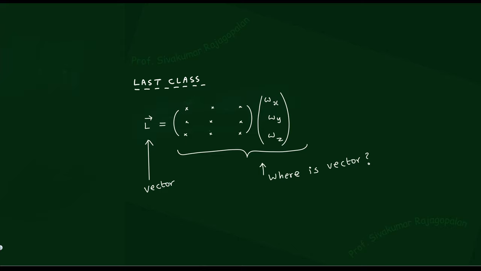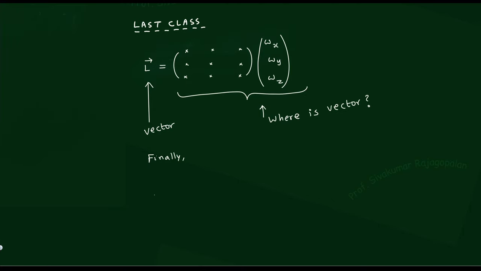But the difficulty that we had in the last class is that on one side, you have a vector quantity represented by an arrow. On the right-hand side, you have a column vector and a 3x3 matrix. So how are you going to write this down? This is what I'm writing. I'll write down L, and then superscript mu, like that.